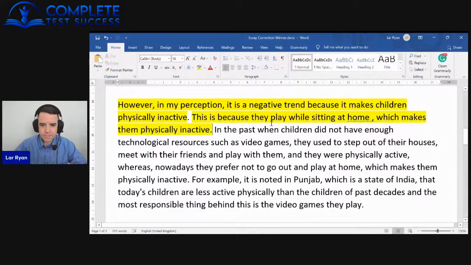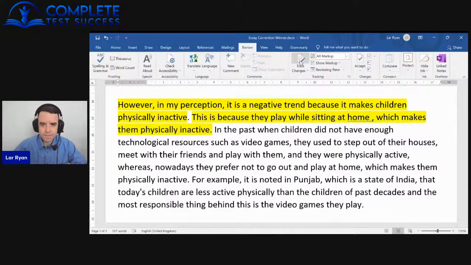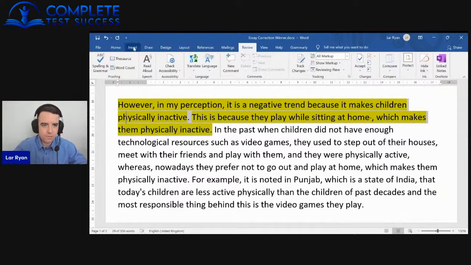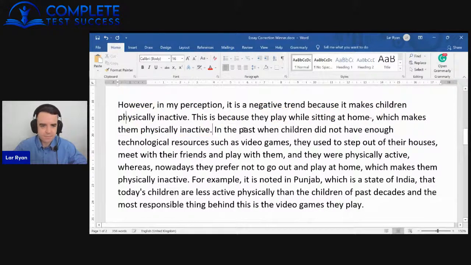So next sentence, this is because they play while sitting at home. You need to tidy up that mistake there with the space. There shouldn't be a space between home and the comma, which makes them physically inactive. Okay, so this is kind of, they play while sitting at home, which I don't like the fact that you've just repeated makes them physically inactive. You need to explain it better than that, which I'm sure you will in the next sentence. But that's not enough. The first half of the sentence looked like you were going to talk about what you needed to talk about. But the second half, which makes them physically inactive, you're just repeating that idea. So no, you need to go beyond that.